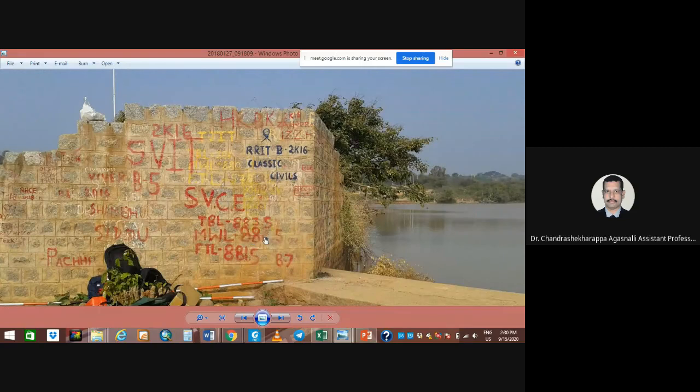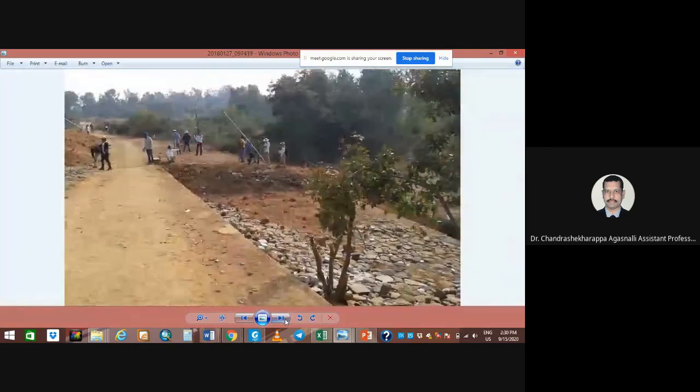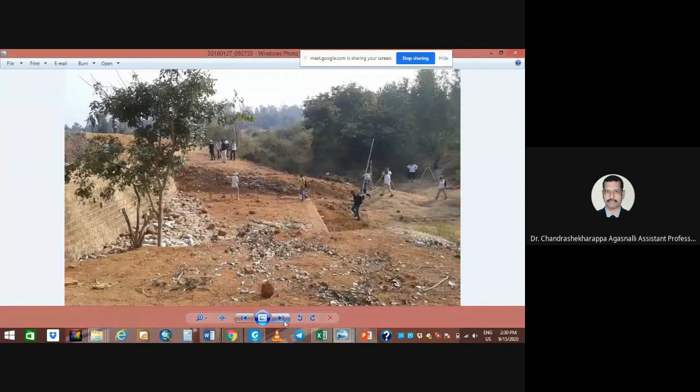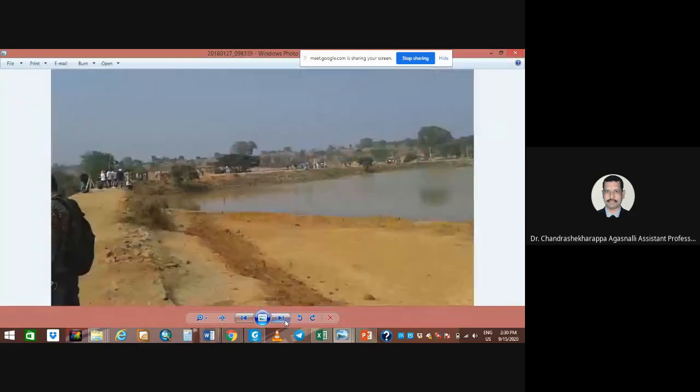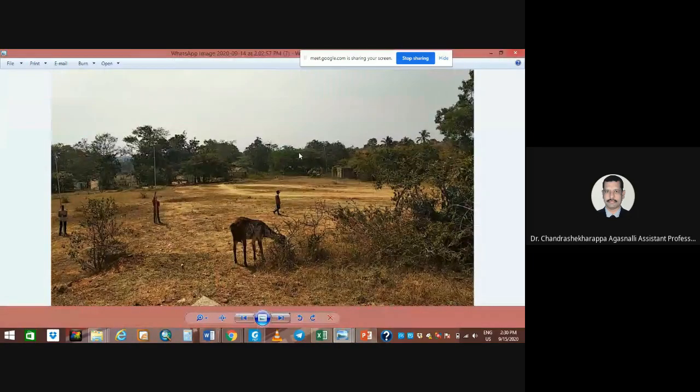Different teams have different marking stations, but 881 is the RL. From there, they are going to take a traverse. That is our benchmark, our reference point to start the survey. From here, they are going to establish the downstream of the place. So this is all about today's class.